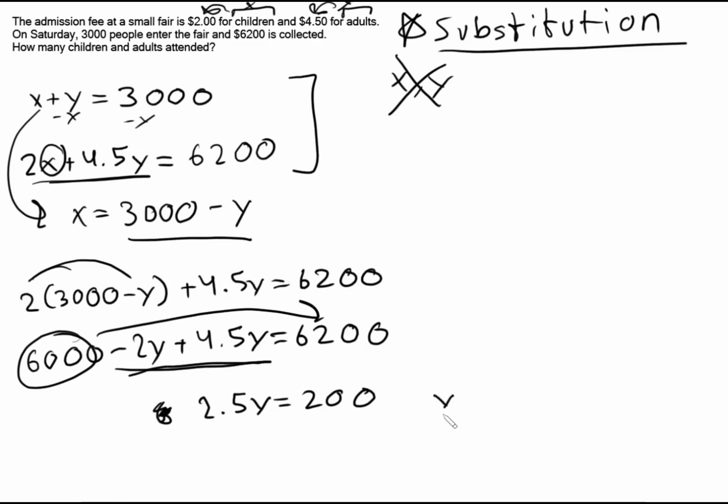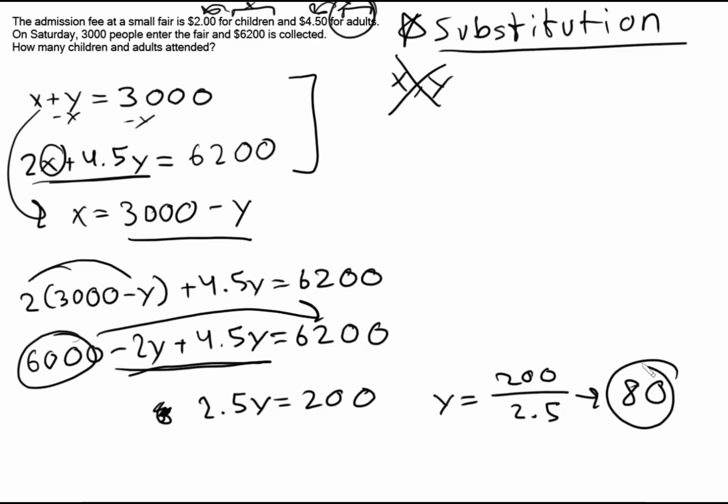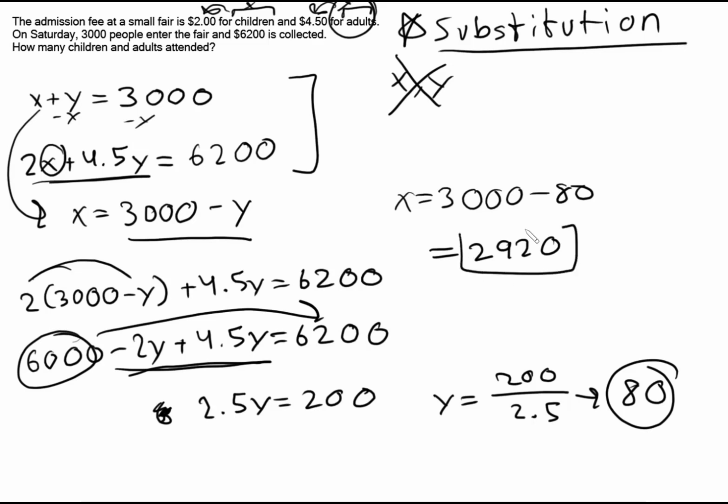Now I can just divide 200 by 2.5, and if I plug that into a calculator, 200 divided by 2.5 gets us 80. So we know that 80 adults entered the fair. Now, how many children entered the fair? Well, x is equal to 3,000 minus the number of adults. So 3,000 minus 80 is equal to 2,920 children. 2,920 children entered the fair and 80 adults entered the fair.